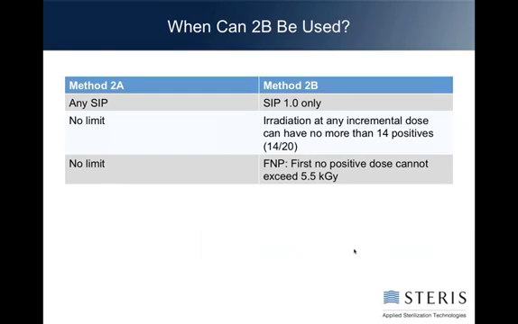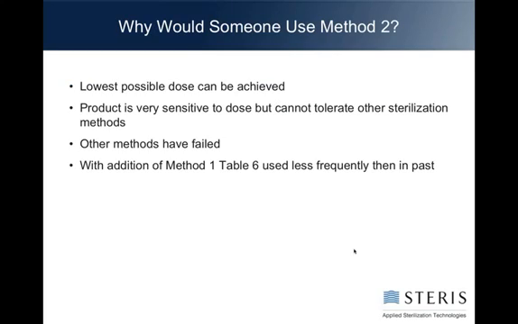Okay. When can 2 be used? 2B, only when you can test the entire product, but 2B also has another limitation. Radiation at any incremental dose can have no more than 14 positives out of the 20. So you can't just have randomly everything growing all over the place. You have to have some naturally low amount of bioburden. And one of the calculated numbers, which is first no positive dose, cannot be greater than 5.5 kilogray. With method 2A, none of those restrictions occur.